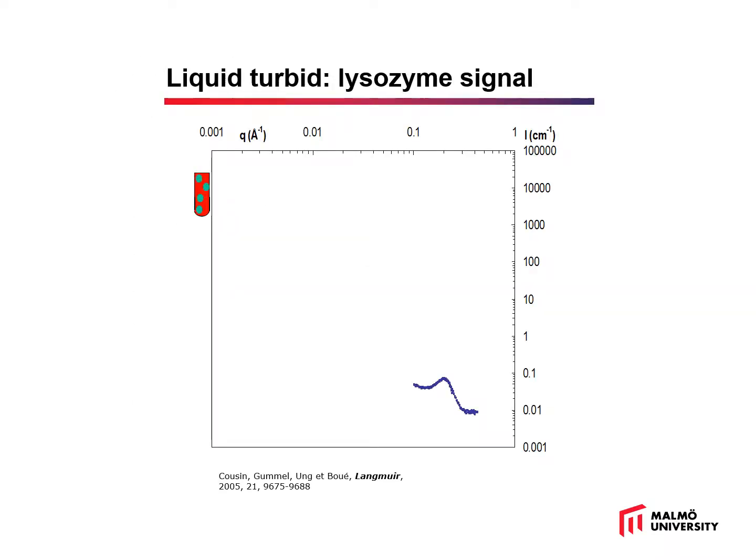So the example here is from my colleague Francois Boué of the neutron scattering laboratory in Saclay, France. What he has is a solution of lysozyme in a polyelectrolyte, polystyrene sulfonate, and the solutions are turbid and they don't flow at all.